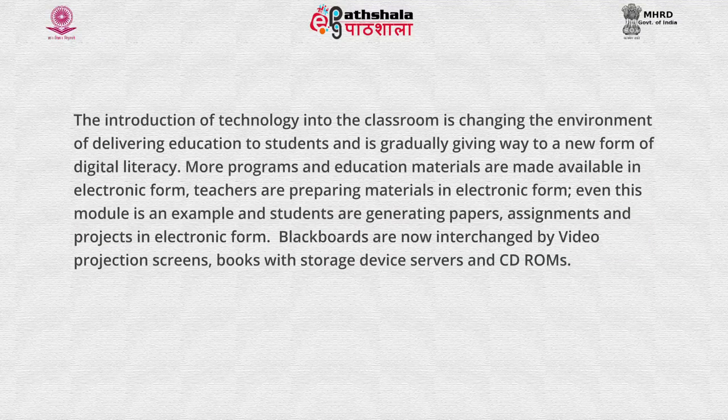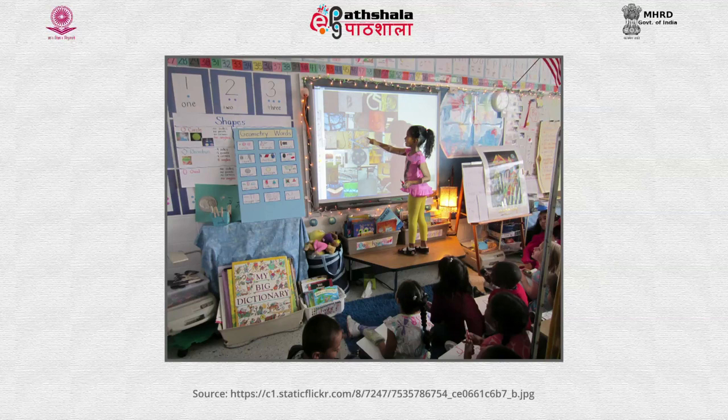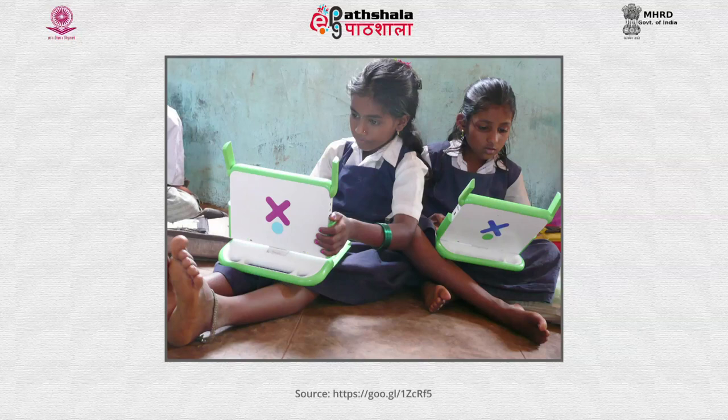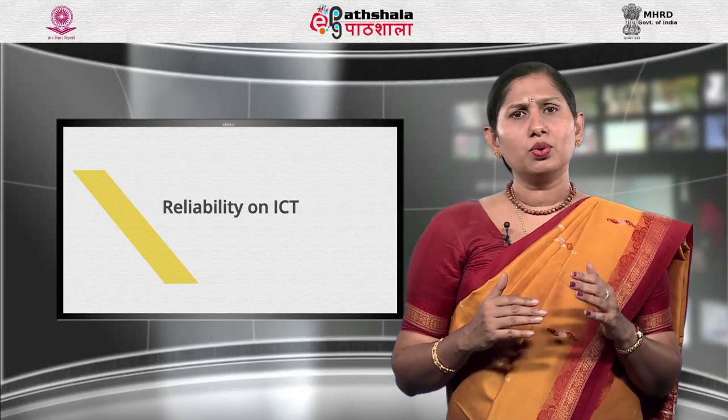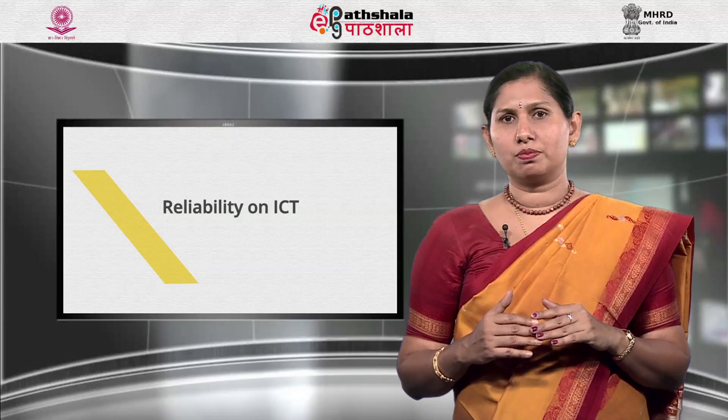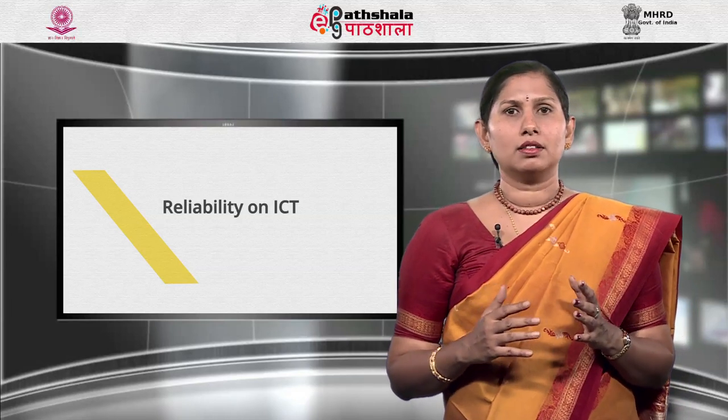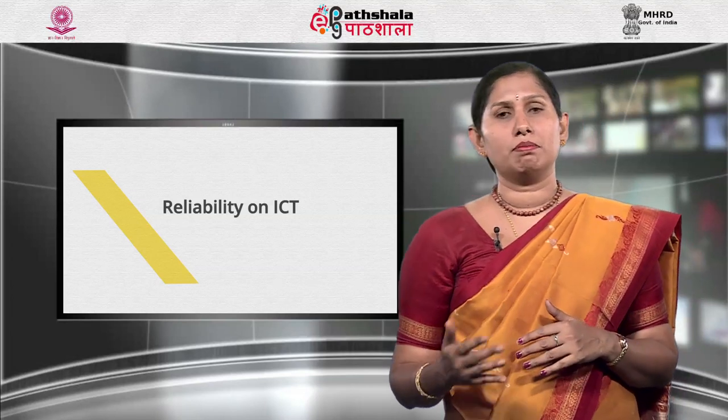The introduction of technology into the classroom is changing the environment of delivering education to students. That is, the traditional environment of delivering education to students is gradually giving way to a new form of digital literacy. More programs and education materials are made available in electronic form. Teachers are preparing materials in electronic form. Even this module presentation is an example. And students are generating papers, assignments, and projects in electronic form. Blackboards are now replaced by video projection screens. Books are giving way to storage devices, servers, and CD-ROMs, with new forms of assessment providing for examination through electronic means, and notebooks are starting to give way to laptops. The use of computer-managed learning systems and tutorial exercises are done on a computer rather than in a classroom. Such developments in education portray that there has been a shift from industrialization to an information-based society.